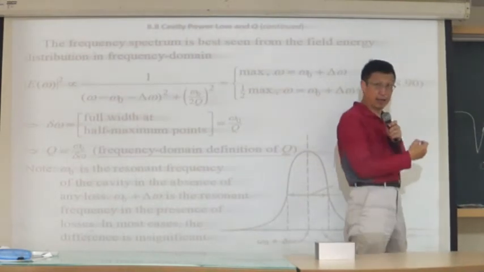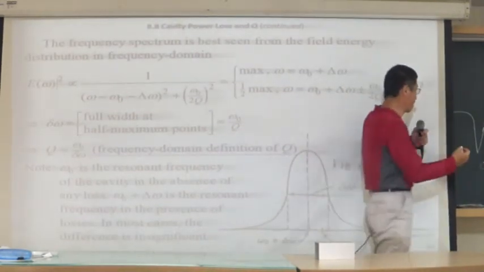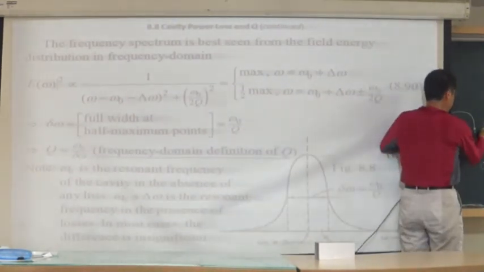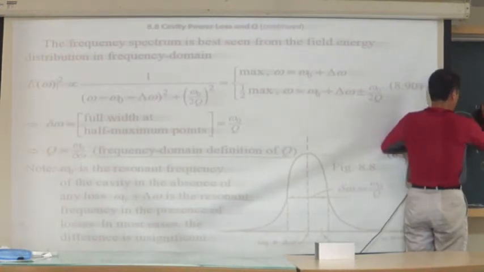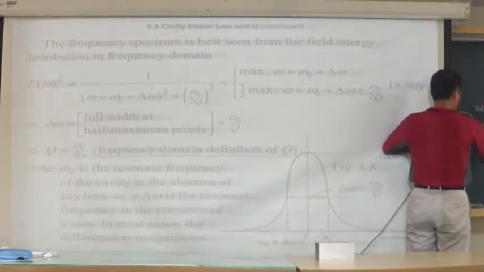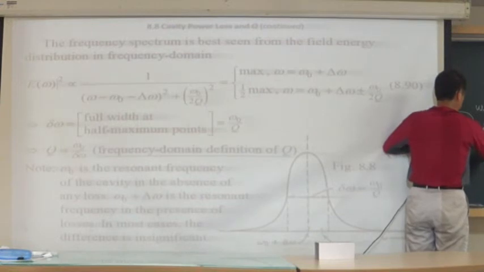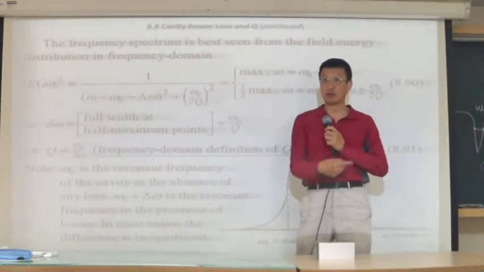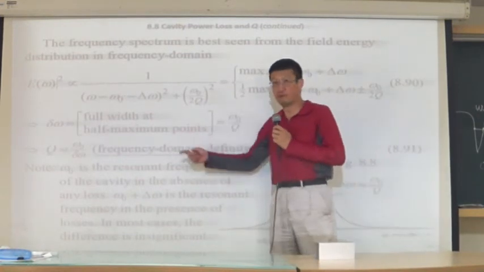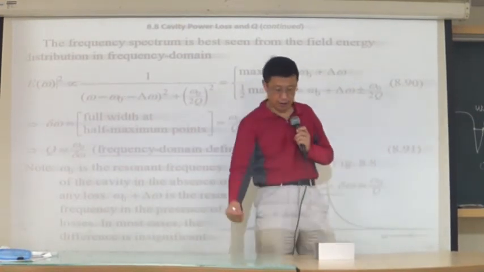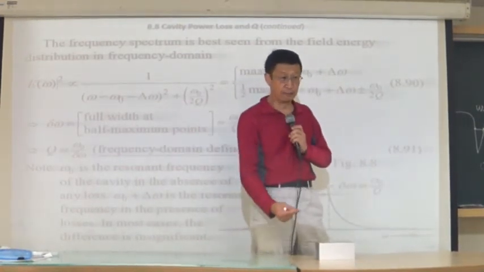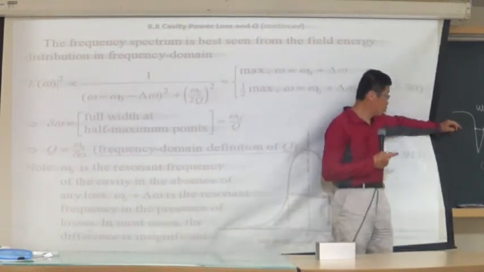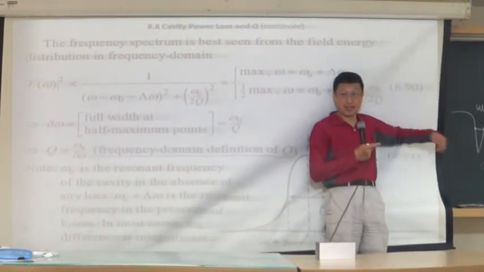And you can calculate the full width at half maximum. Very similar to here. And this is omega 0 plus delta omega. This is delta omega. Okay. So from the frequency domain, you can control the frequency one at a time, and you will see its response, just like this one.